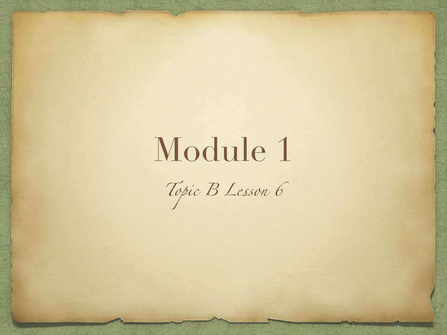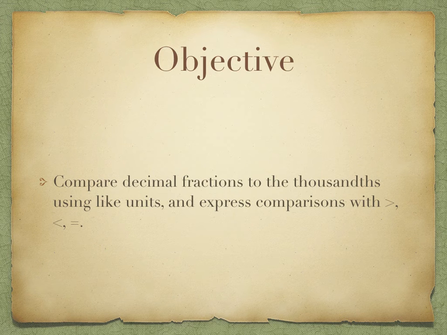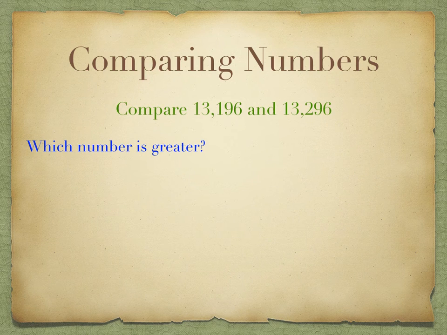This is Module 1, Topic B, Lesson 6. The objective for this lesson is to compare decimal fractions to the thousandths using like units and express comparisons with greater than, less than, or equal signs. So let's do a review of comparing numbers, just regular whole numbers.